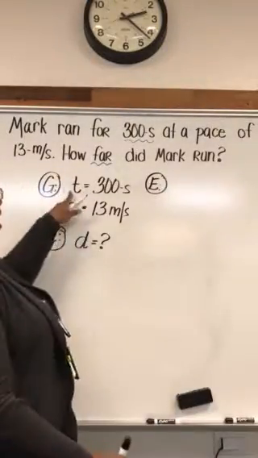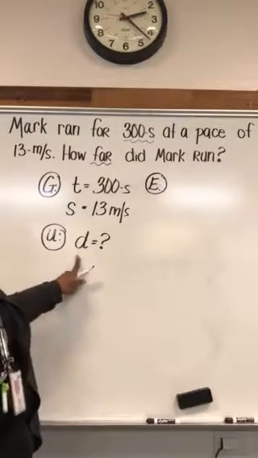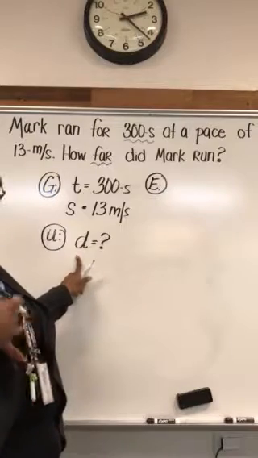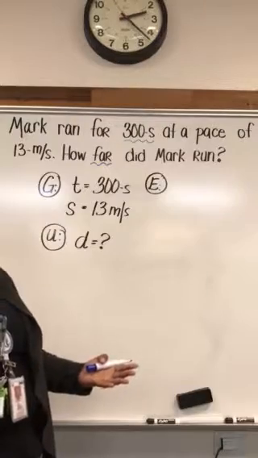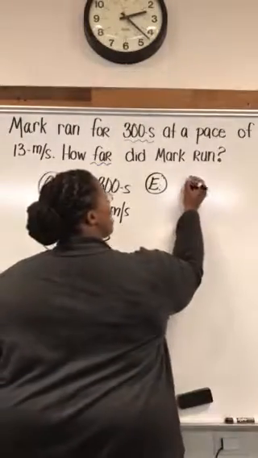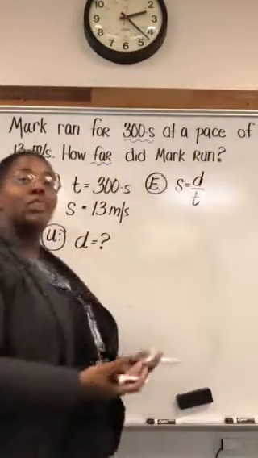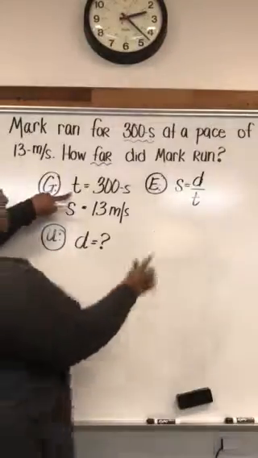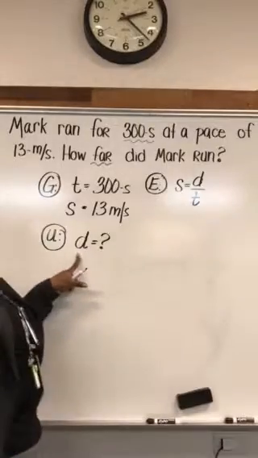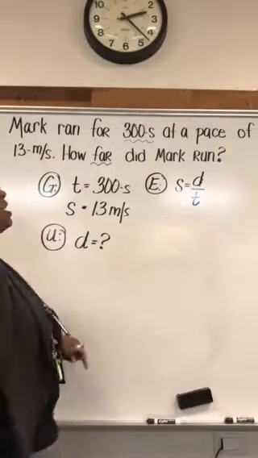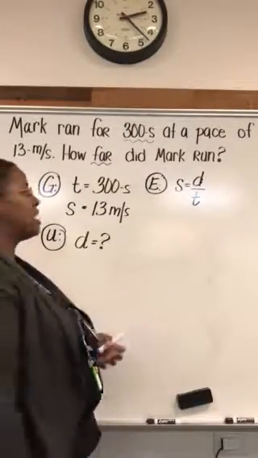I have time, I've been given speed, and I'm also looking for distance. The best equation I can choose is one that includes most of my variables, if not all of them, and it has to include your unknown as well. So we're going to use one of our small equations we learned, speed equals distance divided by time. I have time, they gave us speed, and of course you're looking for distance. Given, unknown, equation. You've got to ask yourself for this next step.